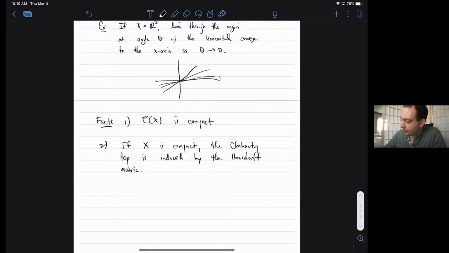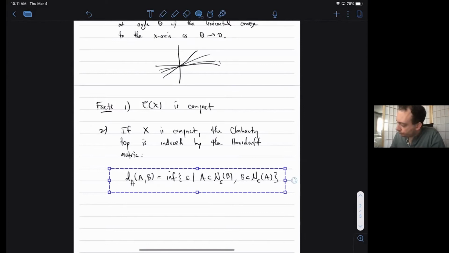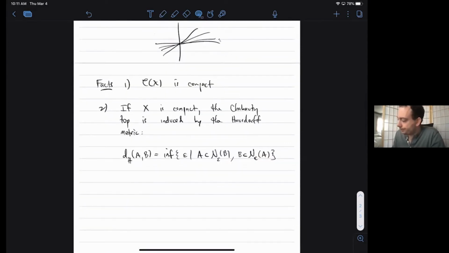Okay, so the Hausdorff metric, you might recall, is the metric where d_H (H is for Hausdorff) between two closed subsets is the infimum of epsilon such that A is in the epsilon neighborhood of B and B is in the epsilon neighborhood of A. So here, two sets are close if they're in small neighborhoods of each other.